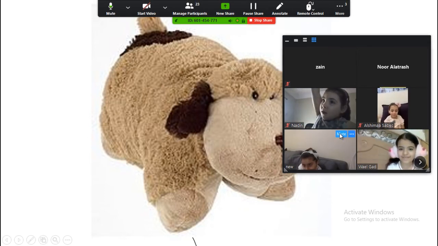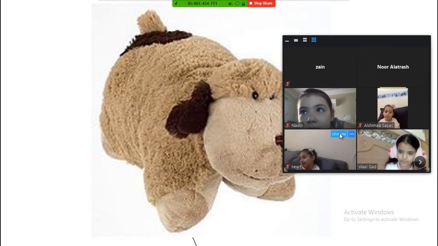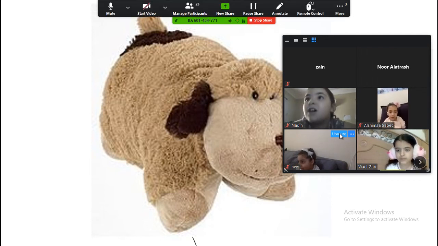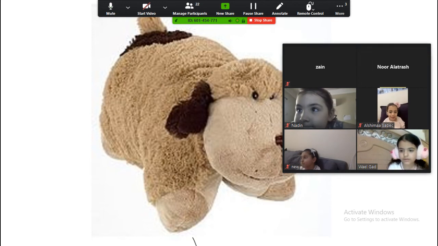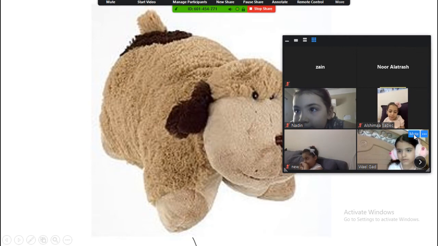Wonderful. When an object has its own shape and it can keep its shape while moving it from one place to another, we call it a solid. What do we call it? A solid. Wonderful. Now, the toy is a solid because it has a shape and it can keep its own shape.